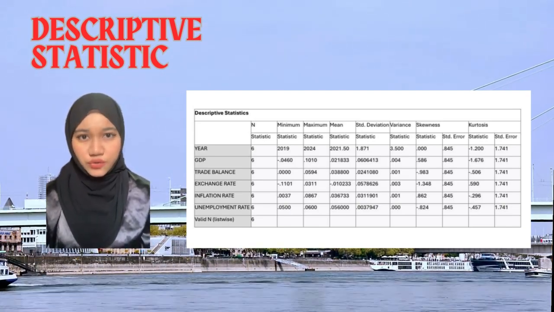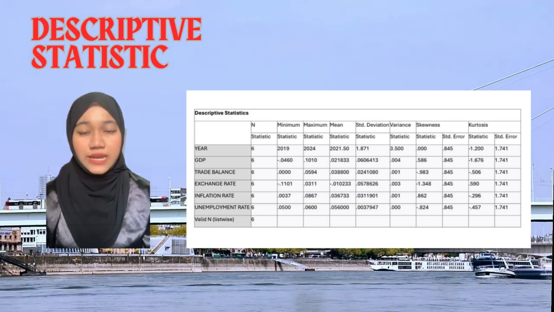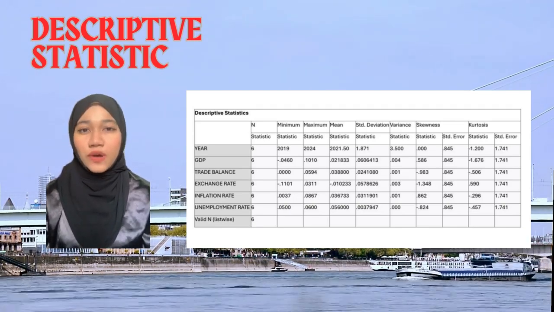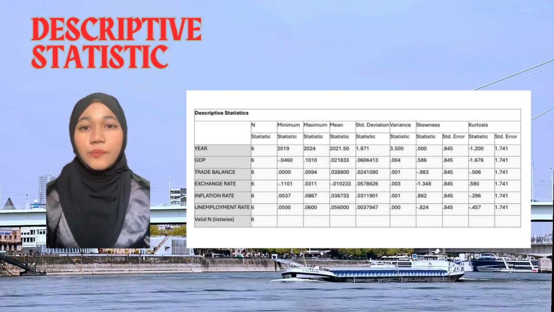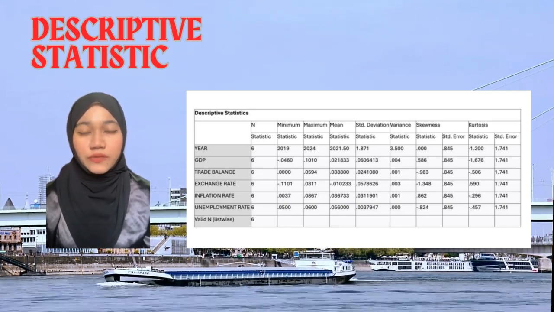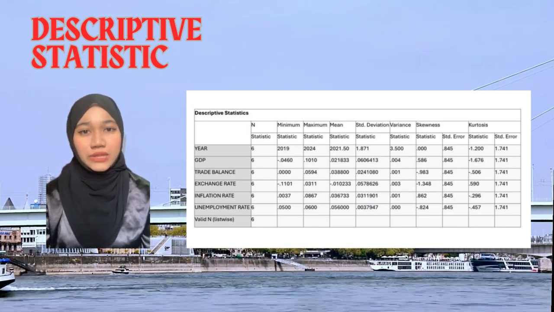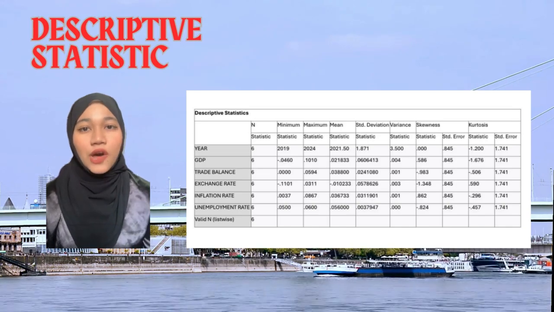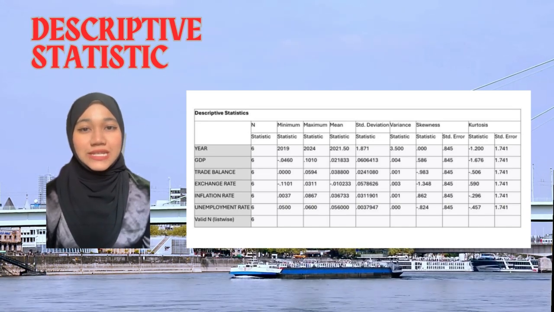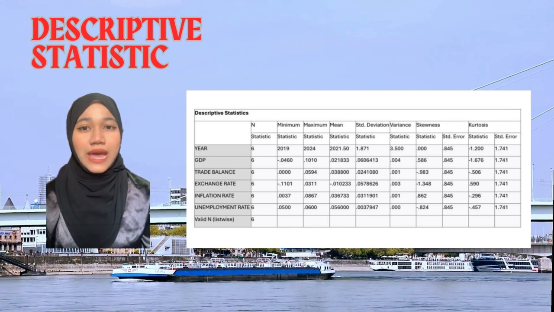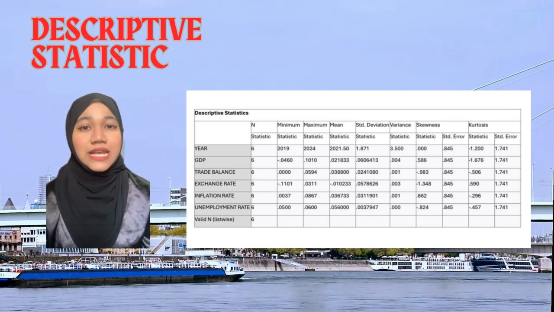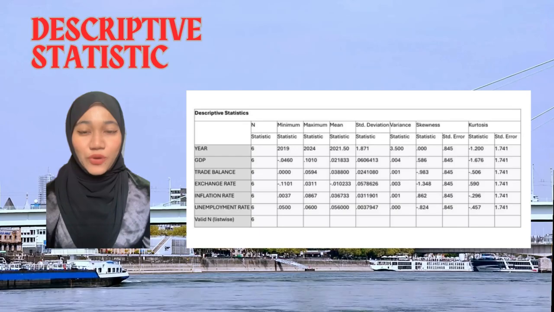A negative skew, negative 1.348 for the exchange rate, means lower values are more common, while a positive skew, 0.586 for GDP, suggests higher values occur more frequently. Kurtosis measures how peaked or flat the distribution is. A negative value, like GDP at negative 1.676, suggests a flatter spread of data.